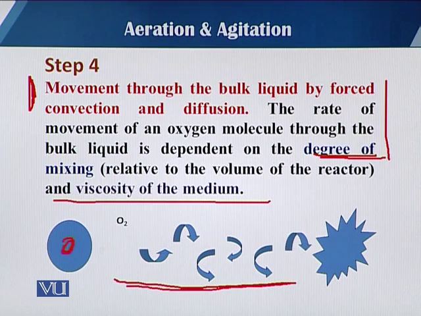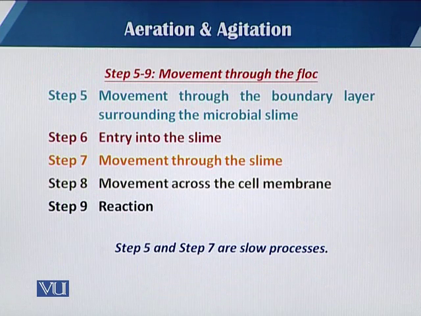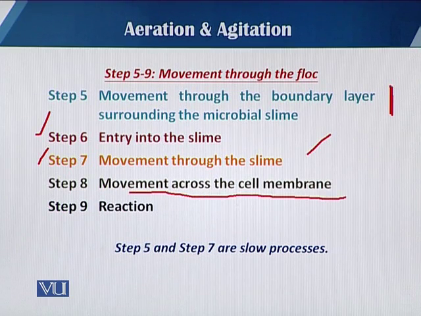This one is the air bubble and here is the cell. You can see that step 4 is totally the movement through the bulk liquid. As concerned steps 5 to 9, that is the movement through the floc. The movement through the boundary layer surrounding the microbial slime, because sometimes the microbial cells have a slime environment and a capsule, so the oxygen enters the slime in the 6th step. Then comes the movement of the oxygen through that slime, and then step 8 is the movement across the cell membranes.